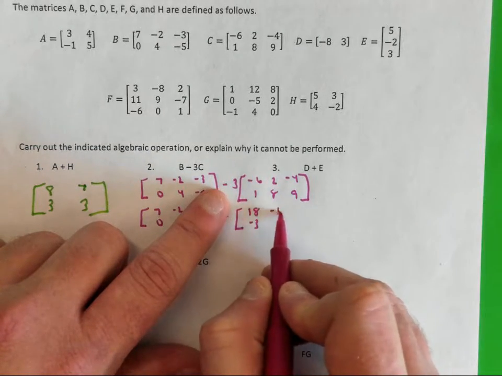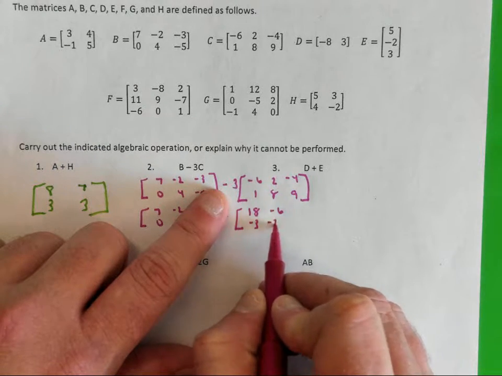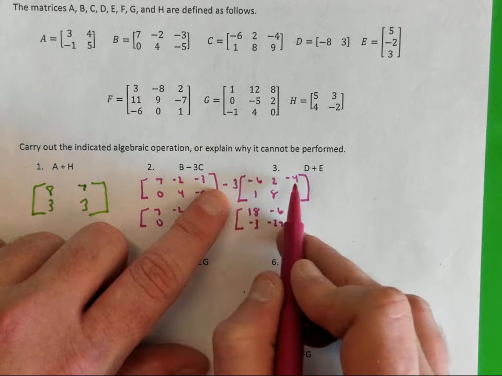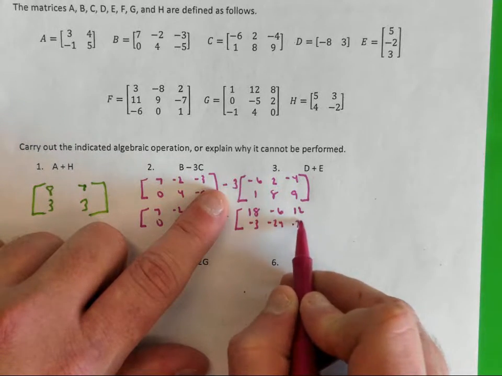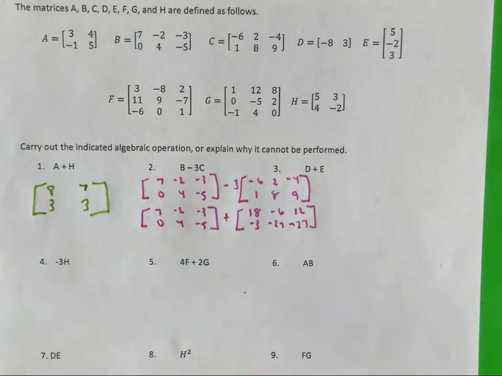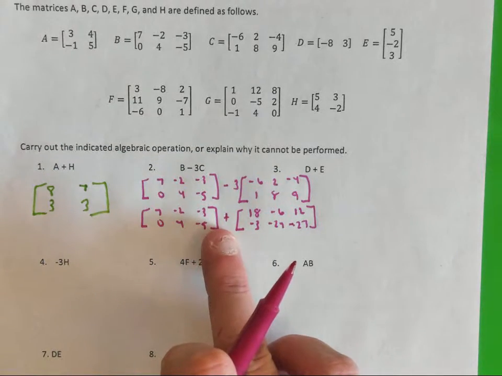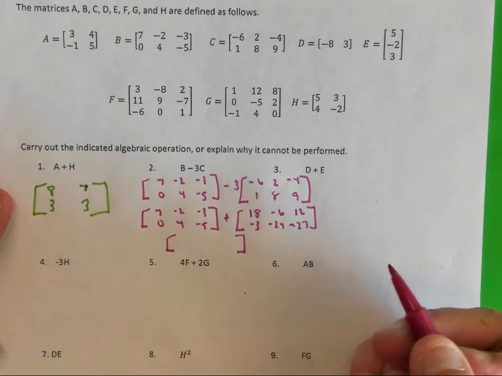Negative 3 times 2 is negative 6. Negative 3 times 8 is negative 24. Negative 3 times negative 4 is 12. Negative 3 times 9 is negative 27. So I multiply through by that minus, so that's why you don't put that back there. There's a plus. And then you just add the corresponding elements.